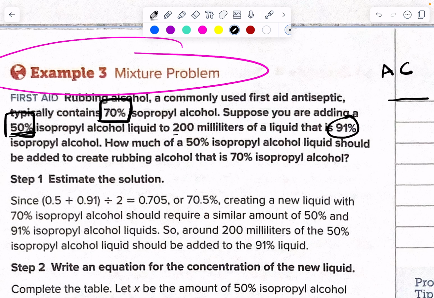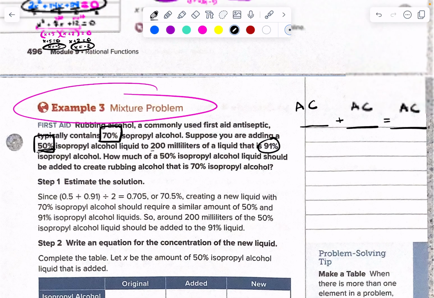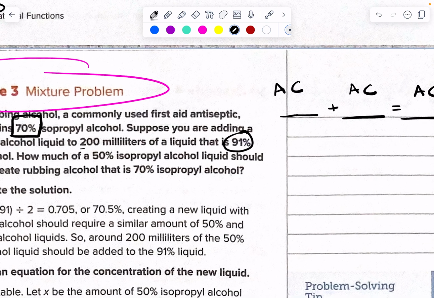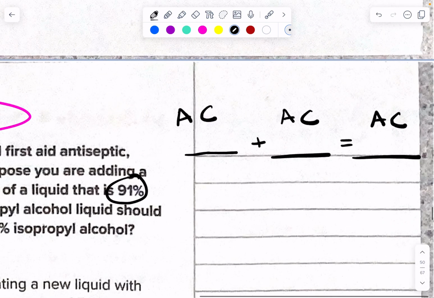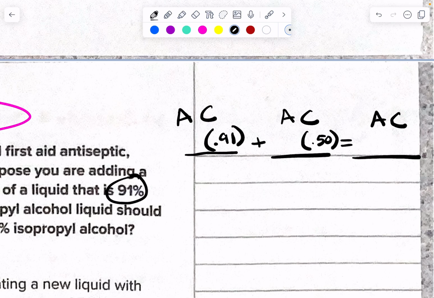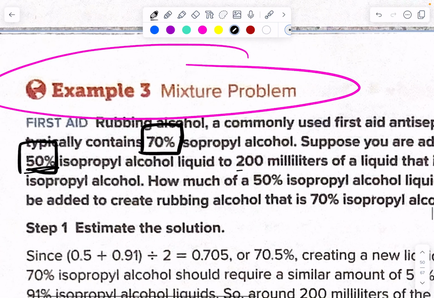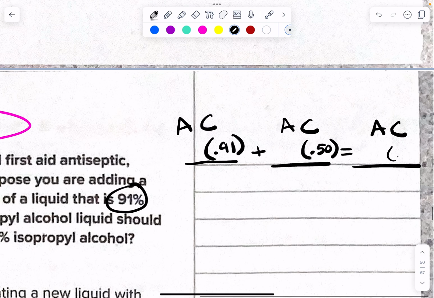Okay, so here's what I know. I know that we are starting with 91%. So I'm going to call that 0.91 concentration. We are adding to that a 50% concentration. And at the end, that's going to give me a 70% concentration. So I'm going to go 0.70.